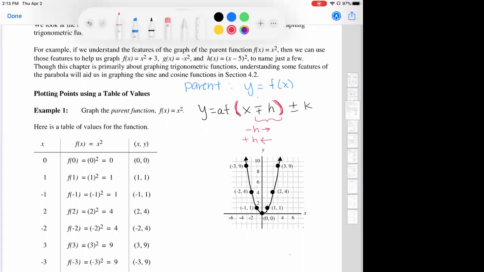Now I know that might feel counterintuitive because if we look at a number line, to the right we have positives, to the left we have negatives, but that's not how h's work. They work opposite. If I have a k, a number that is outside the parentheses, that will give us a vertical shift. So if I have plus a number, it will move up that many units. Minus a number, it'll shift down that number of units.